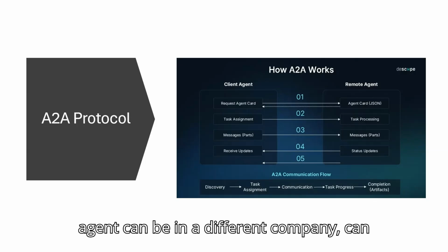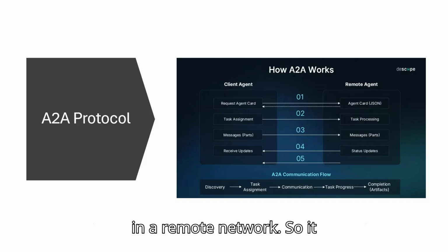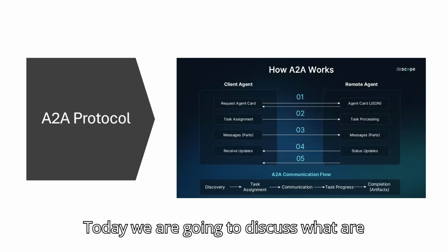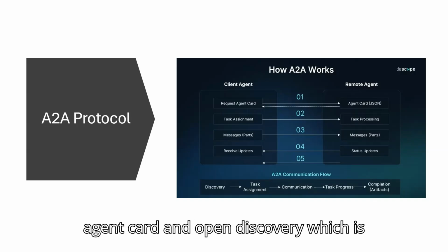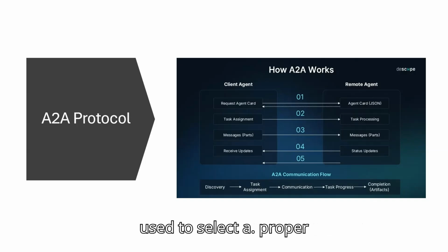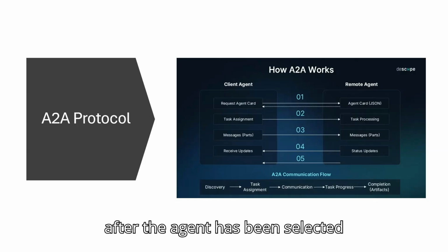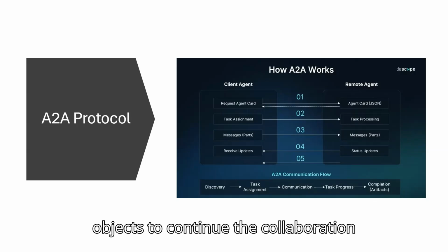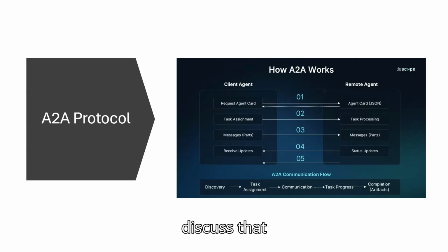The remote agent can be in a different company, in a different organization, and in a remote network. So it communicates through certain protocols. Today we are going to discuss the objects or components in the communication. We already discussed the agent card and open discovery, which is used to select a proper remote agent to do the task execution. After the agent has been selected, we need certain objects to continue the collaboration between the selected remote agent and the client agent. So today we are going to discuss that.